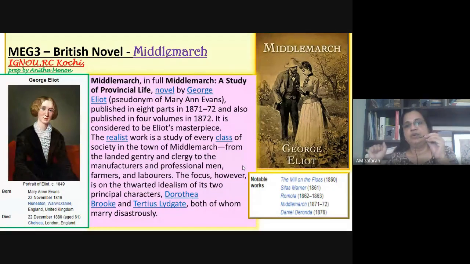So that is what this novel is about. And on the right side of the screen, you can see the cover page of Middlemarch, and also look at some of the works written by Eliot. The Mill on the Floss in 1860, Silas Marner in 61, Romola 62 to 63, Middlemarch 71 to 72, and Daniel Deronda written in 1876. So these are the major works written by Eliot, and of that, one of the best ones we can say is Middlemarch, in which the main characters are Dorothea Brooke and Tertius Lydgate.